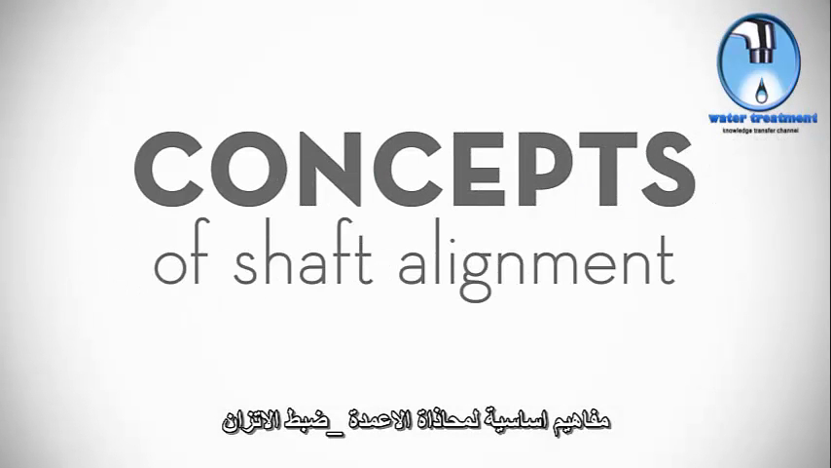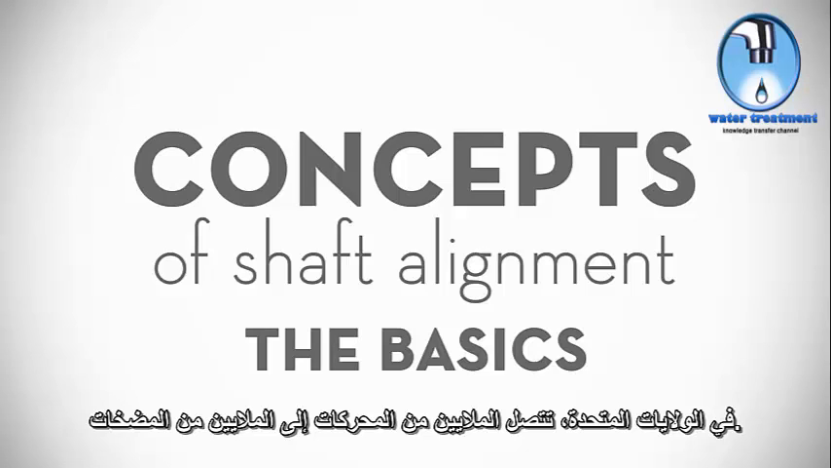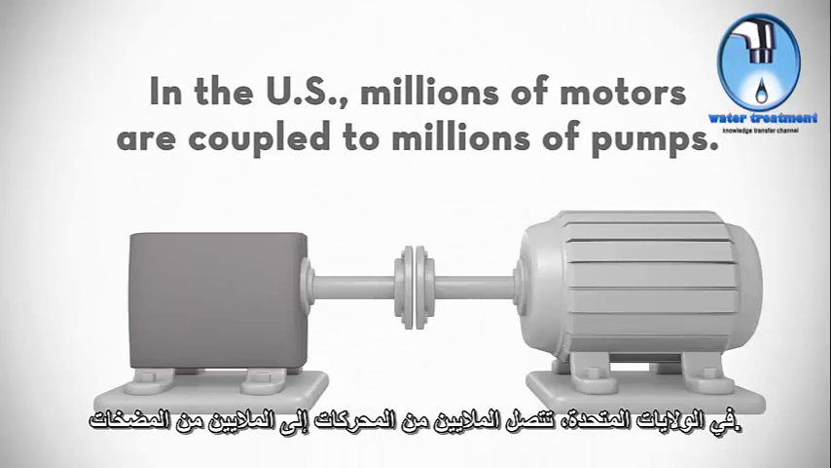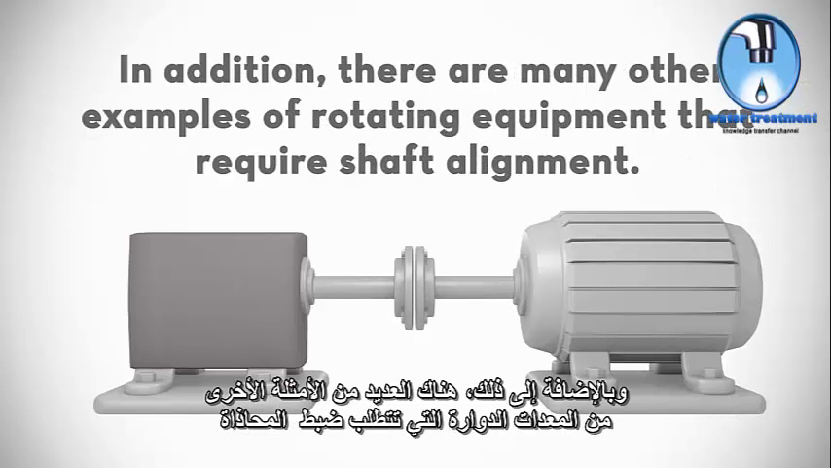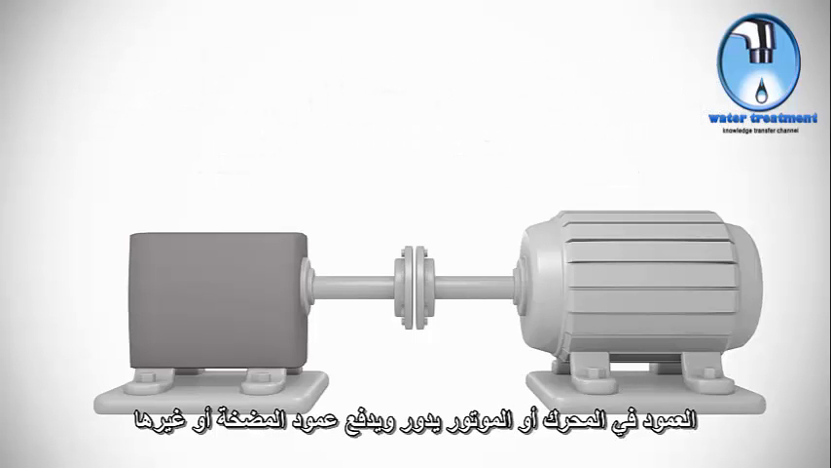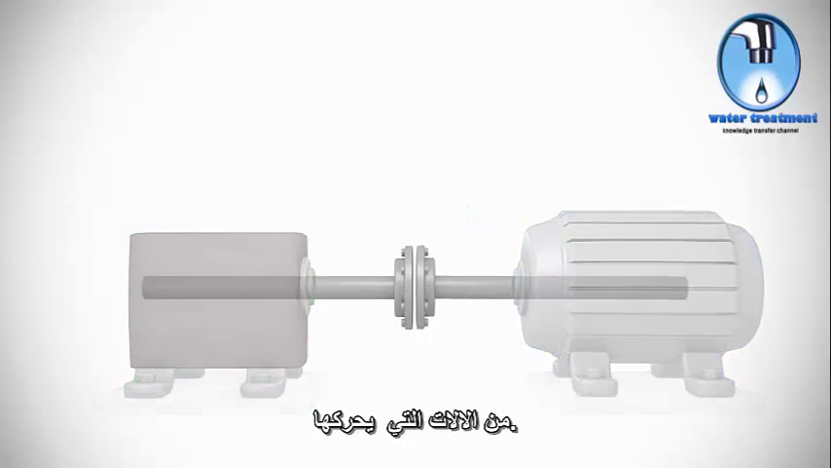Concepts of shaft alignment. The basics. In the U.S., millions of motors are coupled to millions of pumps. In addition, there are many other examples of rotating equipment that require shaft alignment. The shaft in the motor or engine rotates and drives the shaft in the pump or other driven machine.